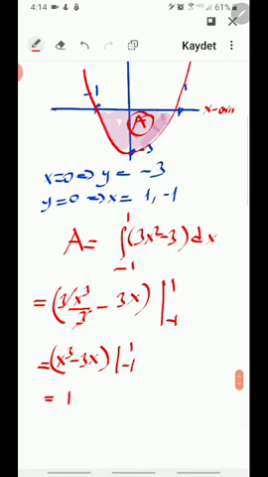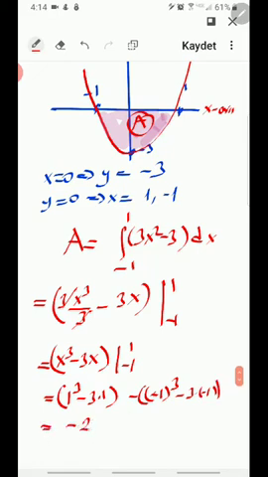So if we try 1 cubed minus 3 times 1, minus (minus 1 cubed minus 3 times minus 1). If we cancel this, on the left part we get minus 2, on the right part minus cube is minus 1, and here it is 3 minus 1, which is 2. So the final answer is minus 4. In fact, we know that the area cannot be a negative value, so we take just the positive value. So we say that area equals 4 square units.